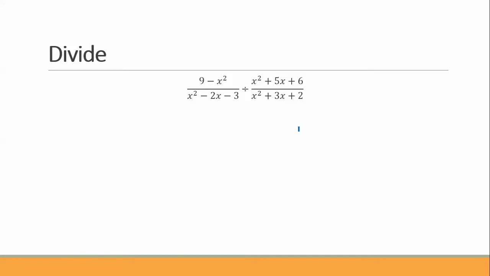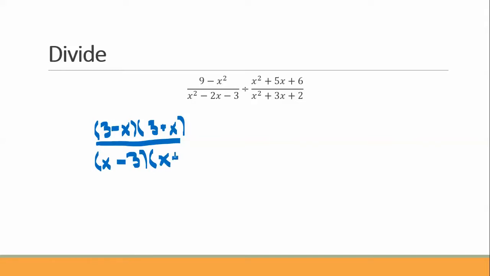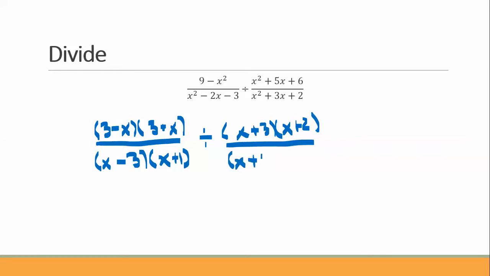Same thing again, we're going to factor everything. So 9 minus x squared is 3 minus x times 3 plus x over, we have x minus 3 times x plus 1 divided by, this one's going to be x plus 3, x plus 2 over x plus 2 times x plus 1.